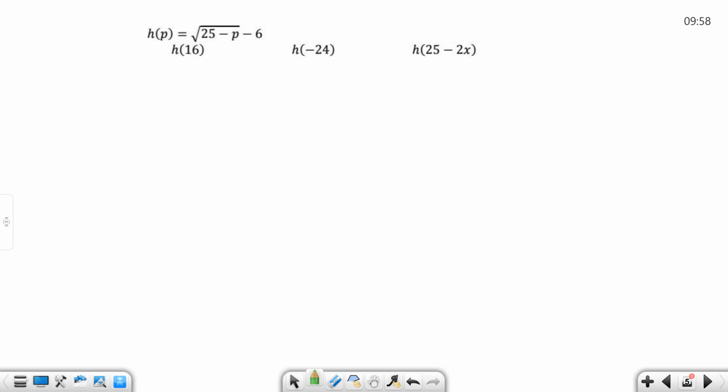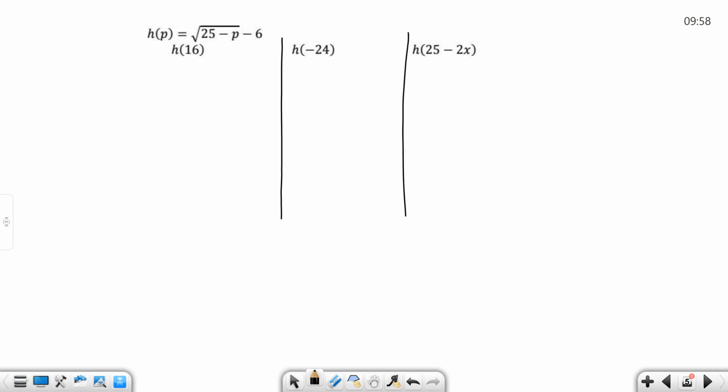H of p is the square root of 25 minus p, and then after the radical is minus 6. So when you write this, you can't do this. That's wrong, right? This is also wrong. It's got to stop exactly, and there's no ambiguity whatsoever. You know that minus 6 is not under the radical, and you know that 25 minus p is under the radical. So when you write it, be very precise and distinct.